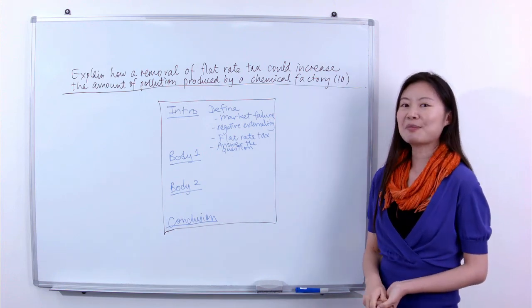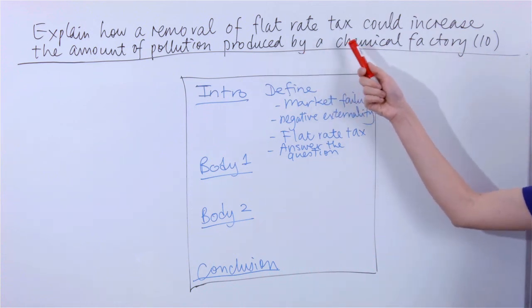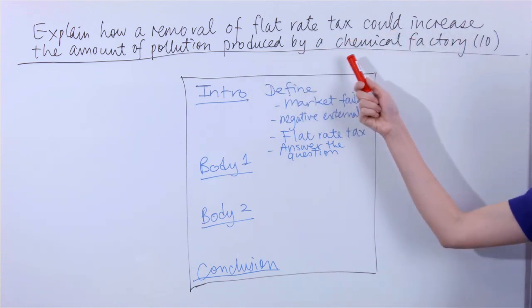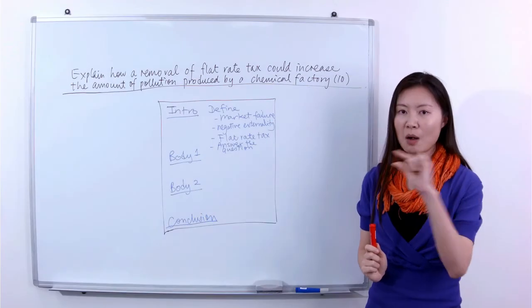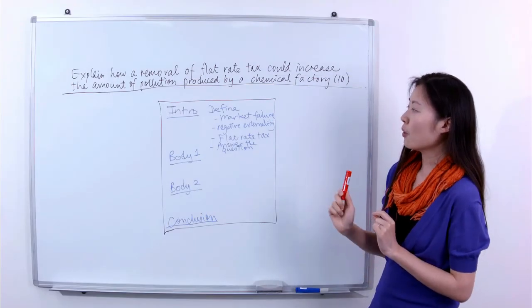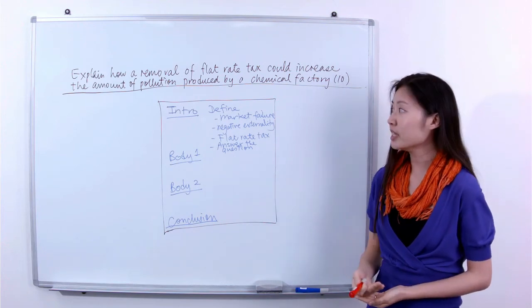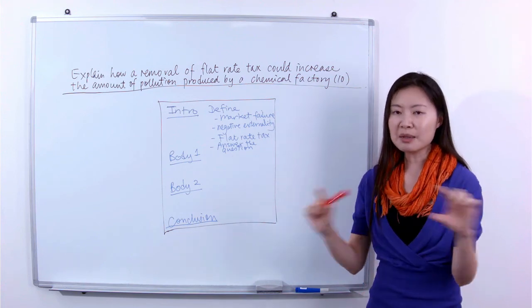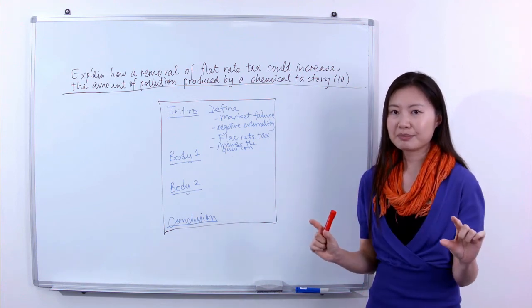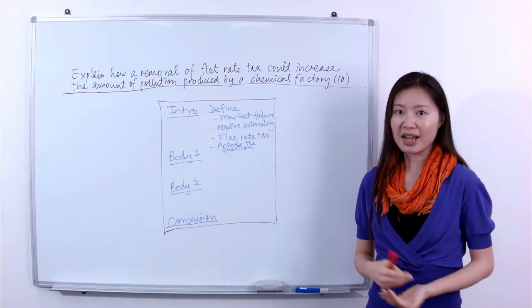Okay, time's up. Now, this essay is asking why the removal of flat rate tax would increase the amount of pollution. If I have to answer this question in one sentence, I would say something like, the removal of flat rate tax could reduce the cost of production and increase the amount of pollution produced by a chemical factory. That is how I would summarize my answer. So why do we need it? Because then it gives you an idea what to write in your essay.